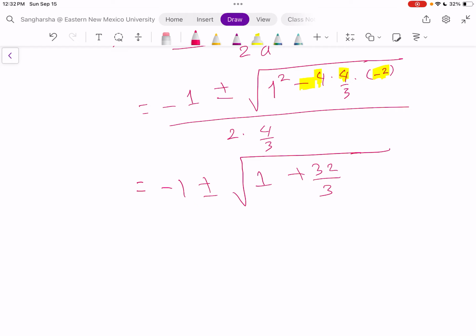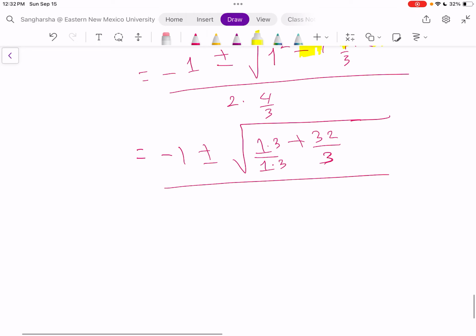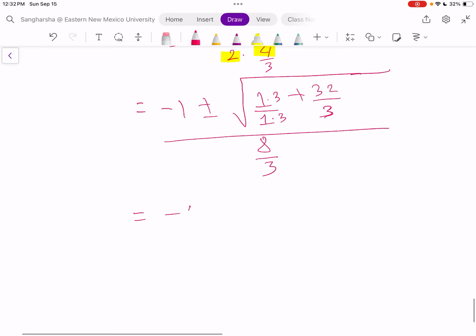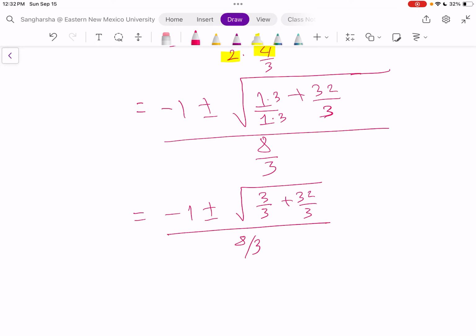Now we have a fraction under the radical sign, so we need a common denominator. 1 has a denominator of 1 and 32 over 3 has a denominator of 3. The common denominator would be 3. So in order to have 3 as a common denominator, we multiply the numerator and denominator of this expression by 3. In the denominator, we have 2 times 4 over 3, that is 8 over 3. This is minus 1 plus or minus. Now we simplify under the radical sign. We have 1 times 3, 3 over 3, plus 32 over 3.